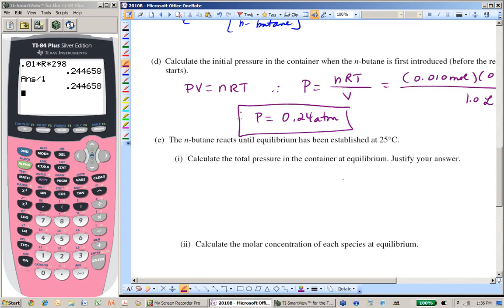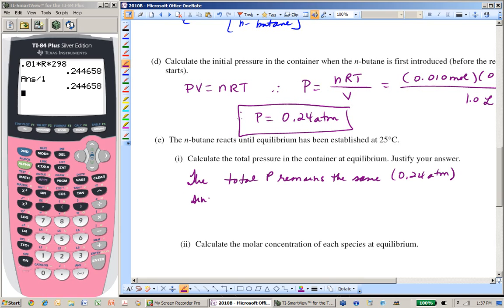N-butane reacts until equilibrium has been established. Calculate the total pressure in the container at equilibrium. Well, the pressure is the same. So the total pressure remains exactly the same as the initial pressure because it's a 1-to-1 stoichiometry. So the total pressure remains the same. And they did say calculate, so you better put a number in here.